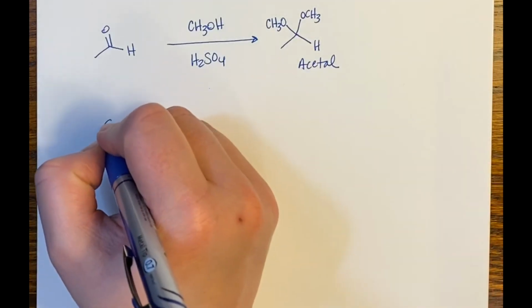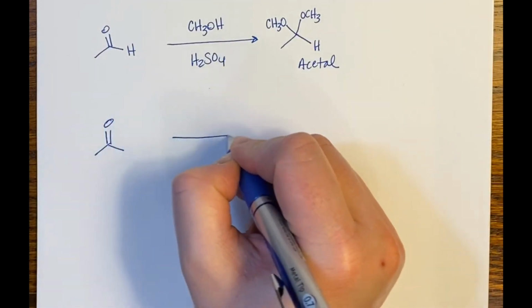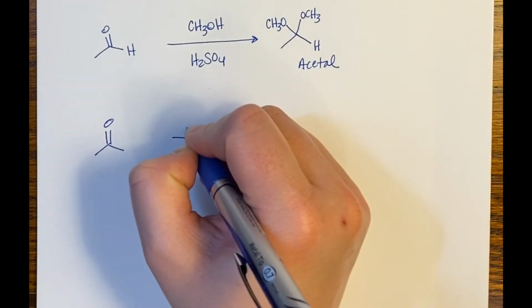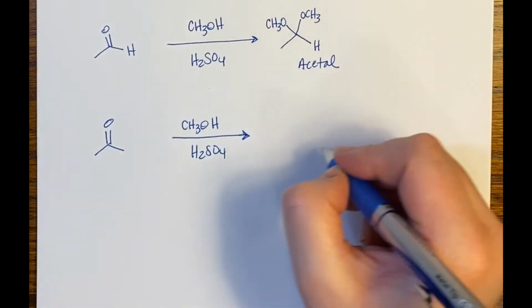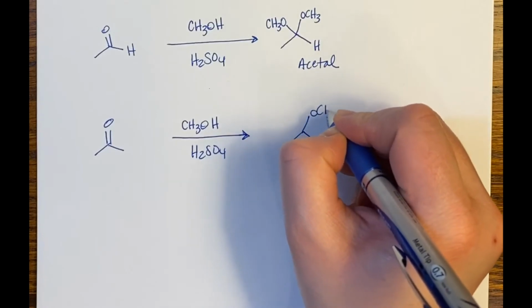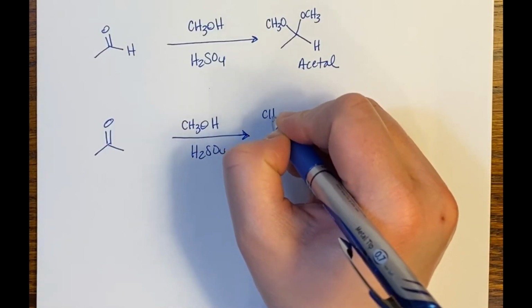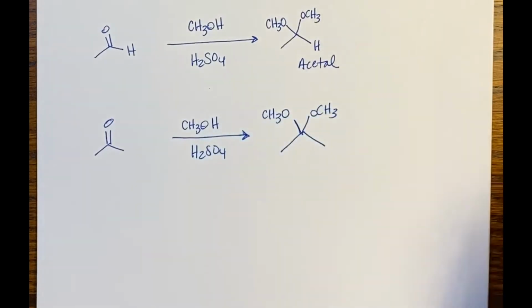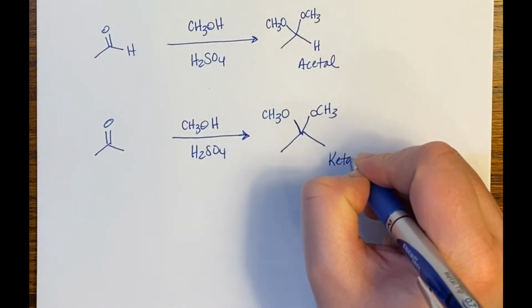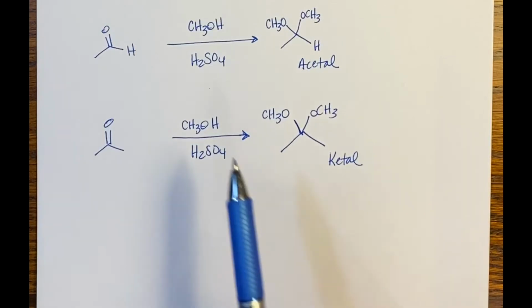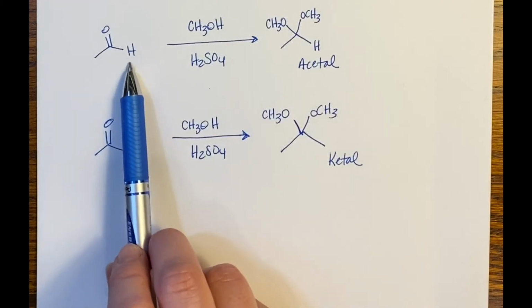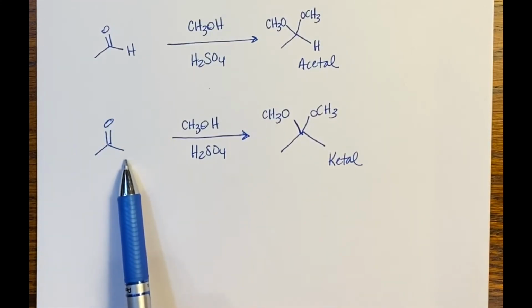Similarly, if we have a ketone, like this one, and we treat this ketone with methanol and sulfuric acid, the product that we get out of this reaction looks like this. And the product we get out of this reaction is a ketal. So aldehydes give rise to acetals, ketones give rise to ketals, and if you notice the conditions of the reaction are the same, it really just matters whether this group right here is a hydrogen or whether this group right here is an alkyl group.